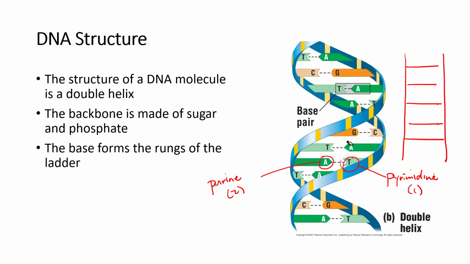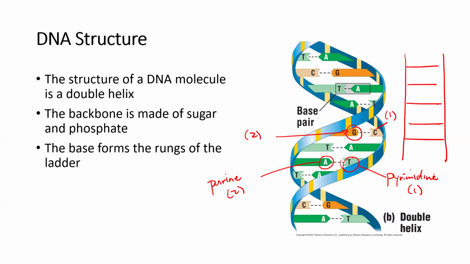Good. Now let's take a look at over here. What about the G? So 2 rings. And C? 1 ring, right? Okay. And if you check for all of them, you will notice a purine is always going to be paired with a pyrimidine. And that is important because that way it ensures the width of the DNA is consistent throughout the entire length. It's always going to be 2 rings plus 1 ring, or it's going to be 1 ring plus 2 rings. So the width across is always going to be 3 rings wide.